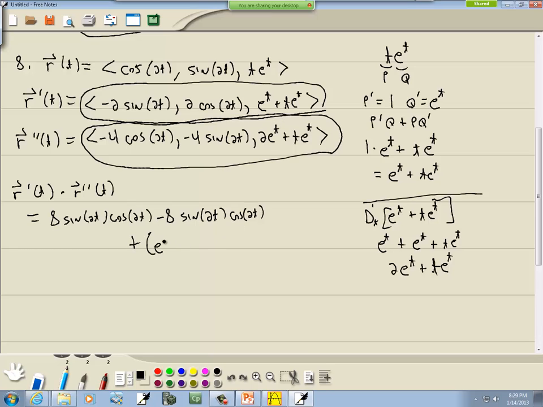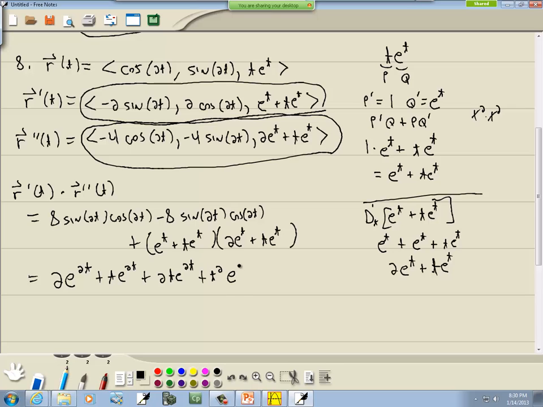So we've got plus e to the t plus t e to the t times 2e to the t plus t e to the t. Well, the 8 sine cosine minus 8 sine cosine drops away, and we multiply these together. So we get 2e, and remember if you got like x squared times x squared, you add the exponents. Same thing here. t plus t is 2t. So this becomes 2e to the 2t. e to the t times t e to the t gives us t e to the 2t. t e to the t times 2e to the t gives us plus 2t e to the 2t. And t e to the t times t e to the t is t squared, and that gives us e to the 2t.